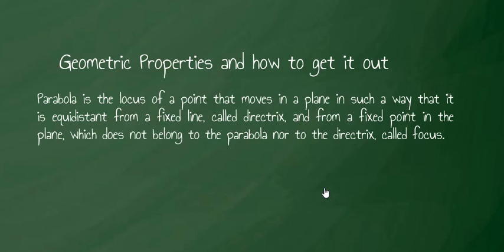A parabola is the locus of a point that moves in a plane in such a way that it is equidistant from a fixed line, called the directrix, and from a fixed point in the plane, which does not belong to the parabola nor to the directrix, called the focus.